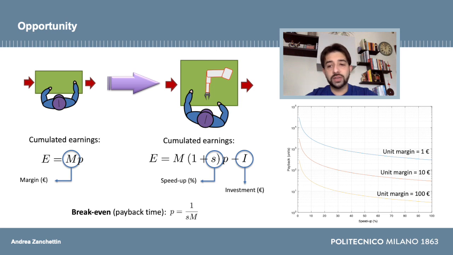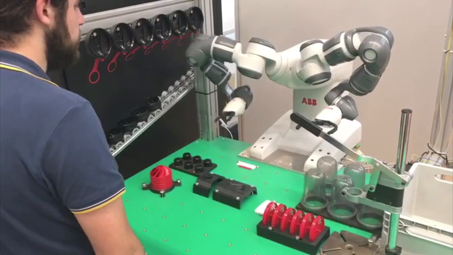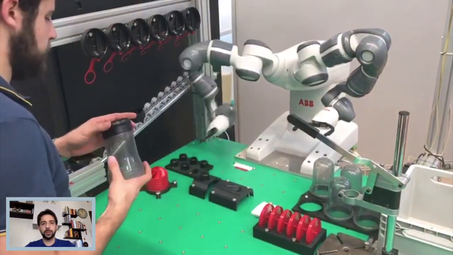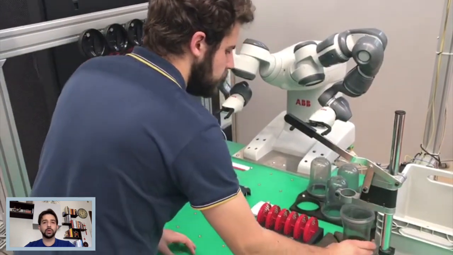We have the situation sketched on the right, where we have a payback time in terms of units that have to be produced, which highly depends on the margins. Of course, the higher the margin, the shorter the payback time, and the higher the speed up, the smaller the payback time. In this video, you see an example of this kind of concept of collaborative automation.